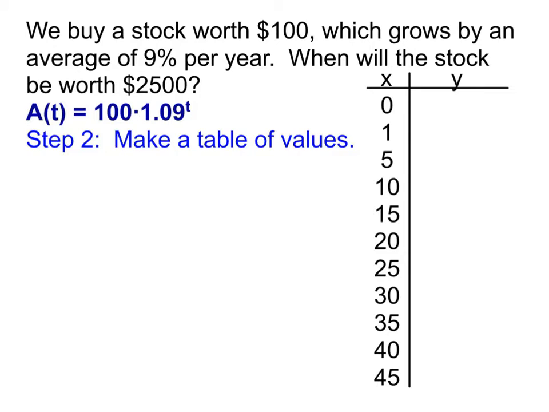But you notice I'm not just going by fives. I also threw in a couple other numbers there, just because I expect that these should be pretty easy. The 0. If x is 0, what's 1.09 to the 0? 1. Remember, anything to the power of 0 is 1. And so 100 times 1 then gives me 100. So I can know that my y value is going to start out at 100.